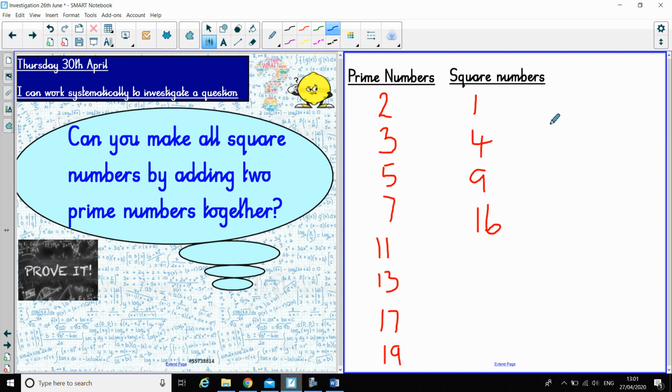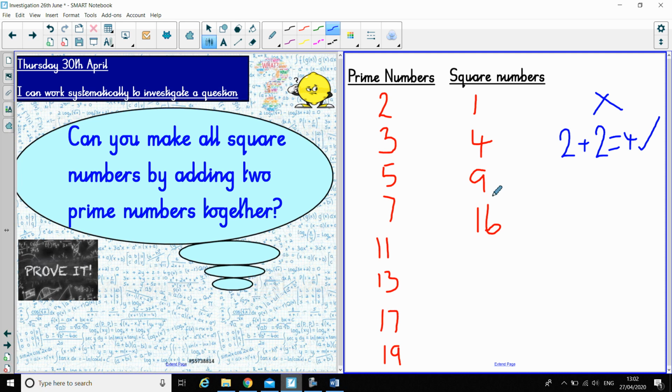Okay, so I want to make the square number by adding two prime numbers together. Well, looking straight away, the first square number is 1. I can't add two prime numbers to make 1, so I can't do that one. I'm going to put a cross there. Can I make 4 by adding two prime numbers together? Hopefully you can see that 2 add 2 would give me 4. So I can do that one. So I'm going to do a tick.